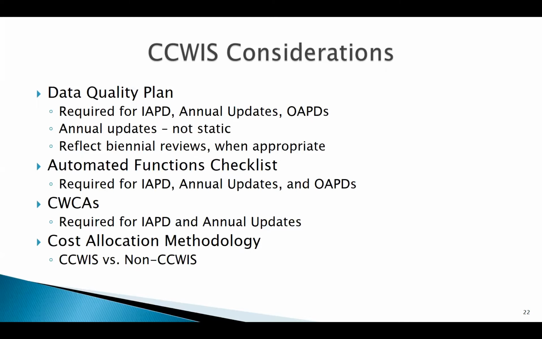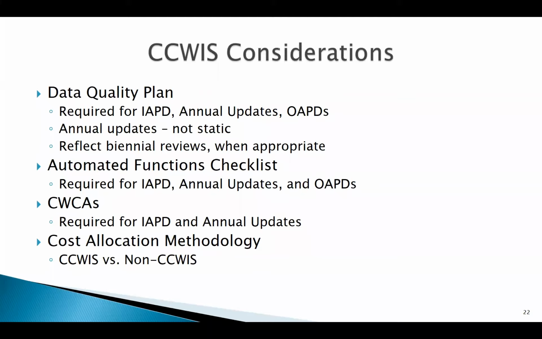So, CWIS considerations. Required for an IAPD is your data quality plan, your annual updates, and your OAPD. So like I said earlier, the data quality plan must be included in all of your submissions, and it should be updated. Your annual updates with your data quality plan are not static. They should also reflect your biennial reviews when appropriate. Your automated function checklist is required for your IAPD, your annual updates, your OAPDs.